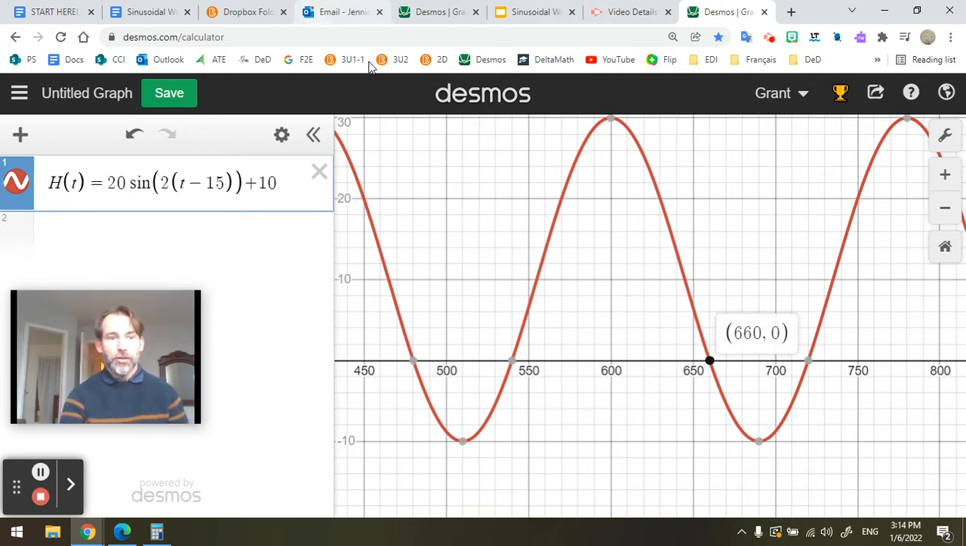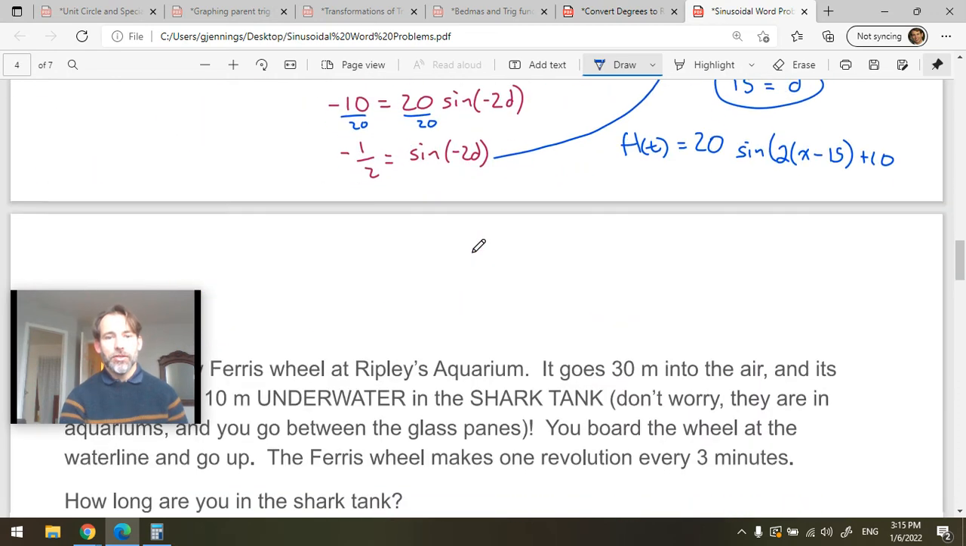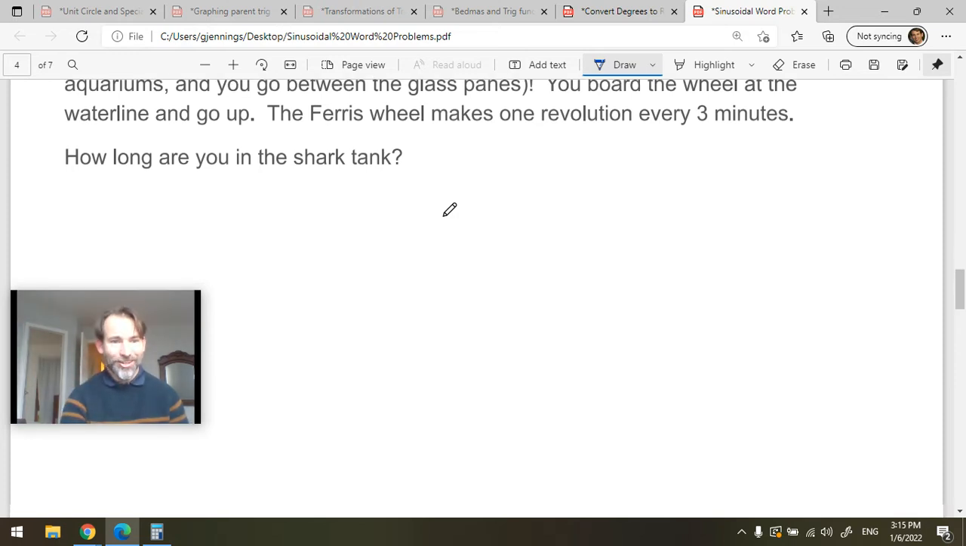Okay, so yeah, you spend a full third of your time on this ride underwater. Isn't that cool? Super cool. Okay, now let's take a look at more problems. So that answers that one. Okay, you made one revolution every 3 minutes. How long are you in the shark tank? Well, 1 minute per revolution is our answer.